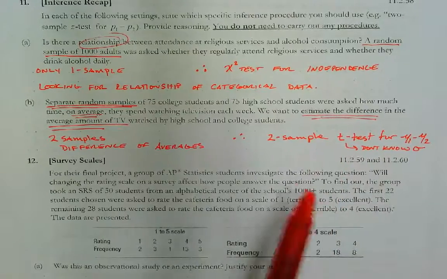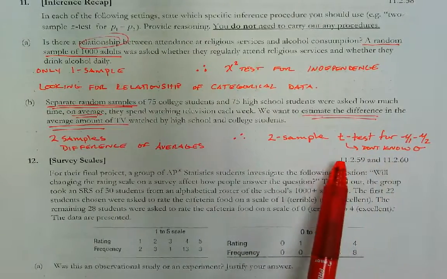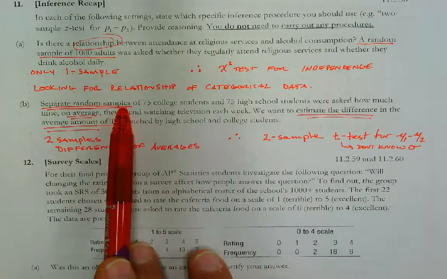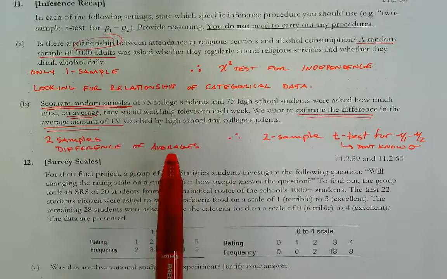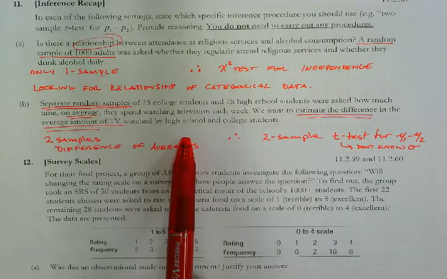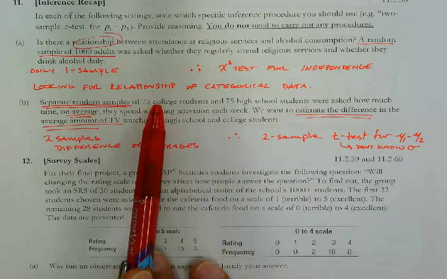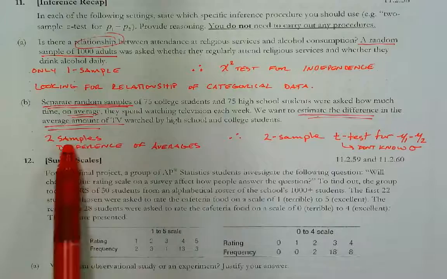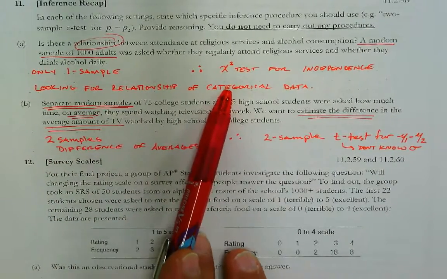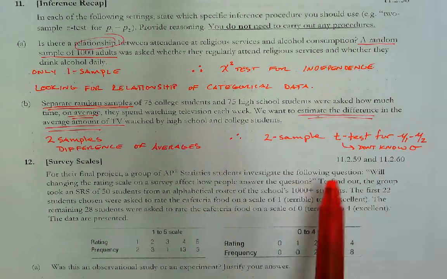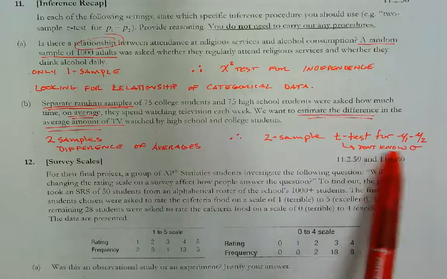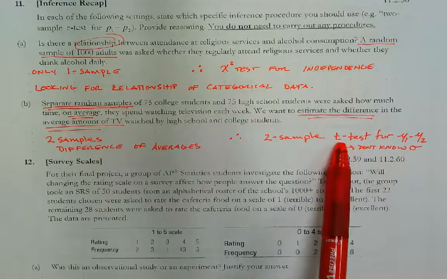All right? Very straightforward for what we're working on. Now, if we had separate random samples and we were looking to compare categorical data, then we'd be looking at a chi-squared for homogeneity. So if it was two samples and it was categorical data, then it would be chi-squared for homogeneity. But in this case, it's a two-sample t-test for mu1 minus mu2, because we do not know sigma. If we did know sigma, that would change to a z-test.